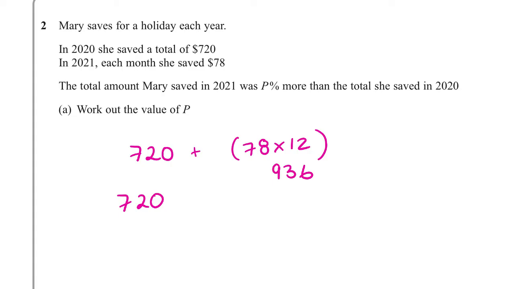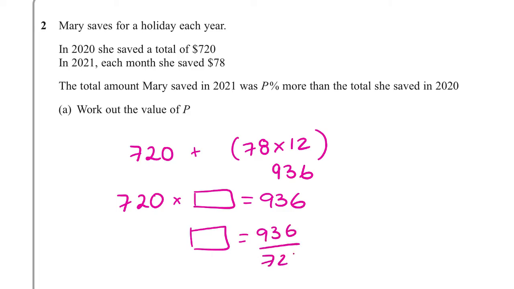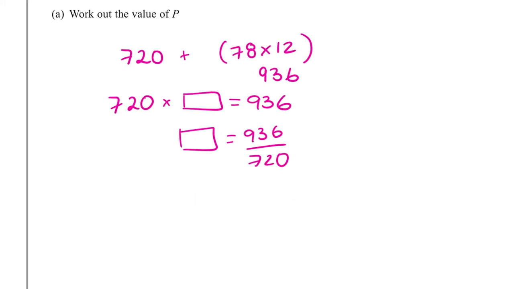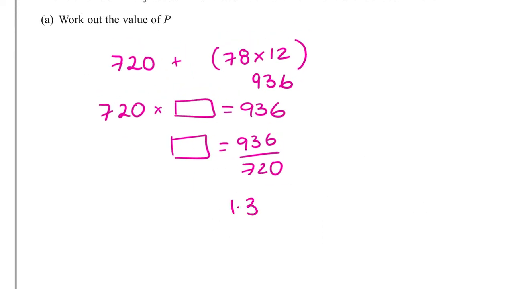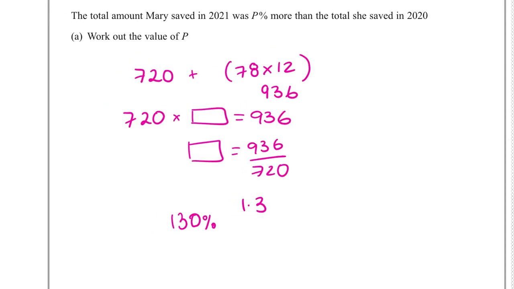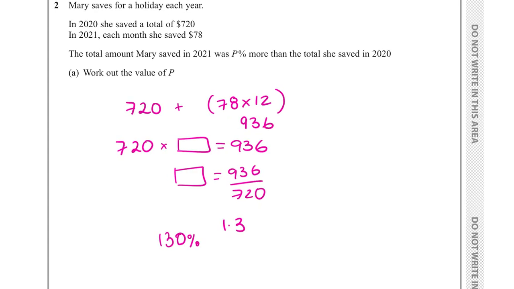Now we know using the multiplier method, 720 times something is 936. So we're going to divide 936 divided by 720, right? I get 1.3. What is that as a percentage? That's an increase of 130%, but it means it's 30% more. The final answer is 30% more.